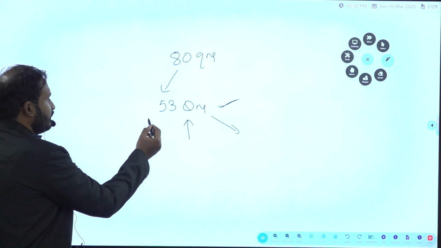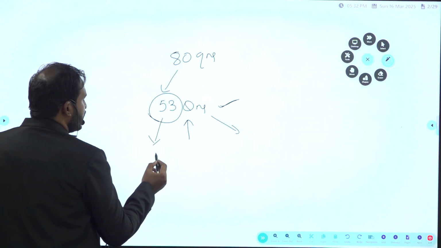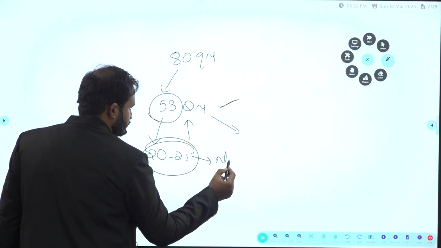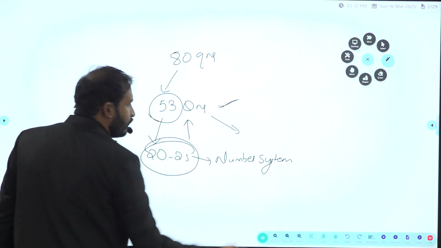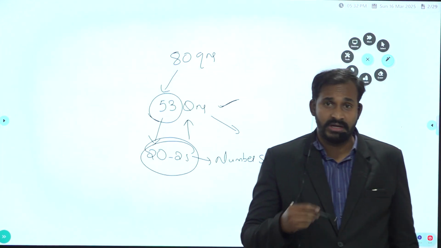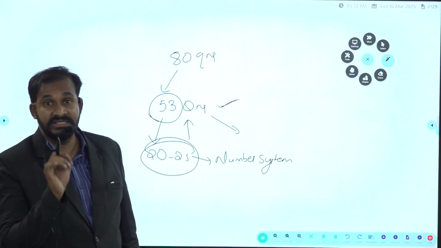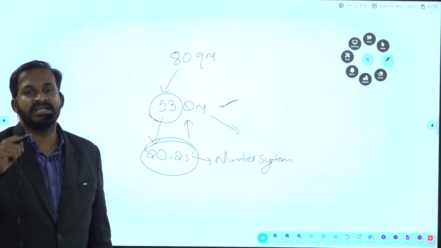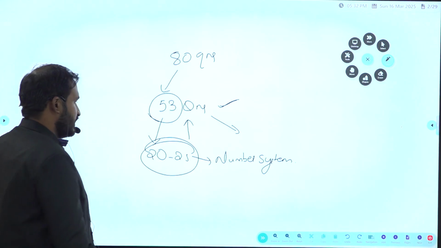In these 53 questions also, if you observe carefully, somewhere around 20 to 25 questions are from only one concept, that is number system. Mostly they are focusing on the questions and topics from number system. If you are really good in this number system concept, in the sense that you know each and everything from basics to the top notch, you can easily clear this CSAT paper. Else it becomes difficult for you.